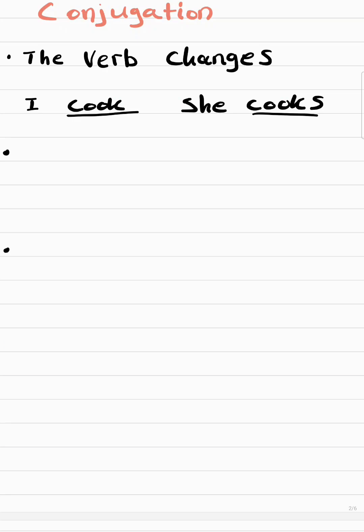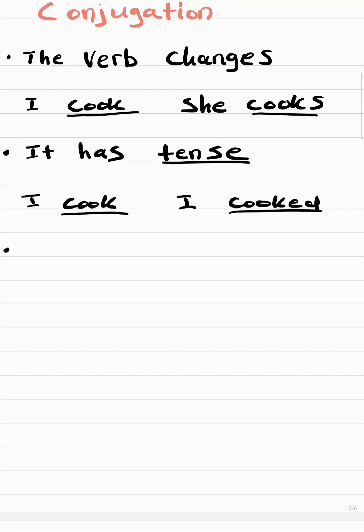Next, we're going to talk about what conjugation means. We'll talk more about that when we talk about verbs and the regular conjugations. But verbs change depending on who is doing the action. Just some English examples would be I cook and she cooks. It has tense. This shows us when the action happened. This would be I cook and I cooked.